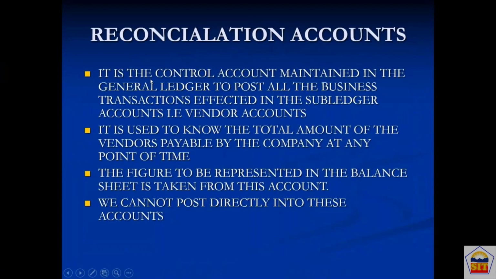So what it is saying about the reconciliation account is that it is a controlling account, or a control account maintained in the GL to post all the business transactions affected in the subledger. So remember the FS00 transaction code you use to create the GL account. This reconciliation account is nothing but your GL account, and this GL account will get the business transactions from where? From your subledger. What is the subledger we are using? Vendor. It is saying that it is used to know the total amount of vendor payables by the company at any given point of time.